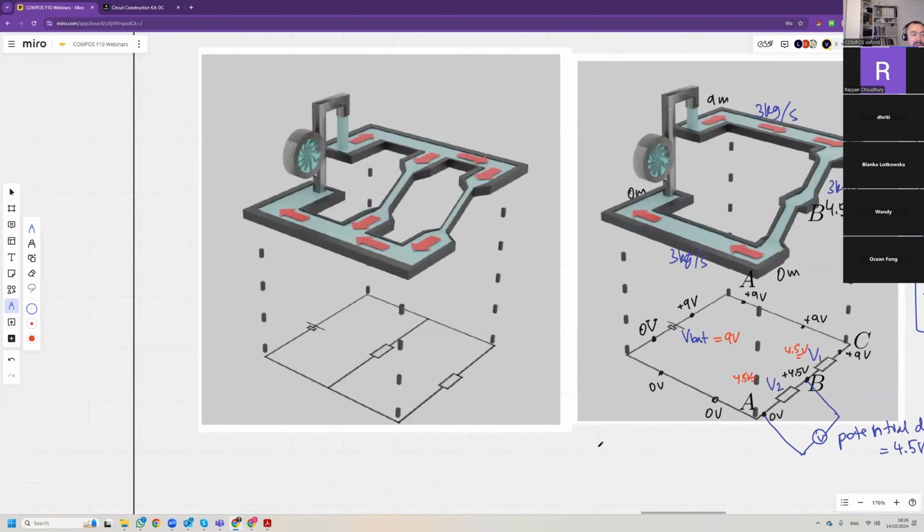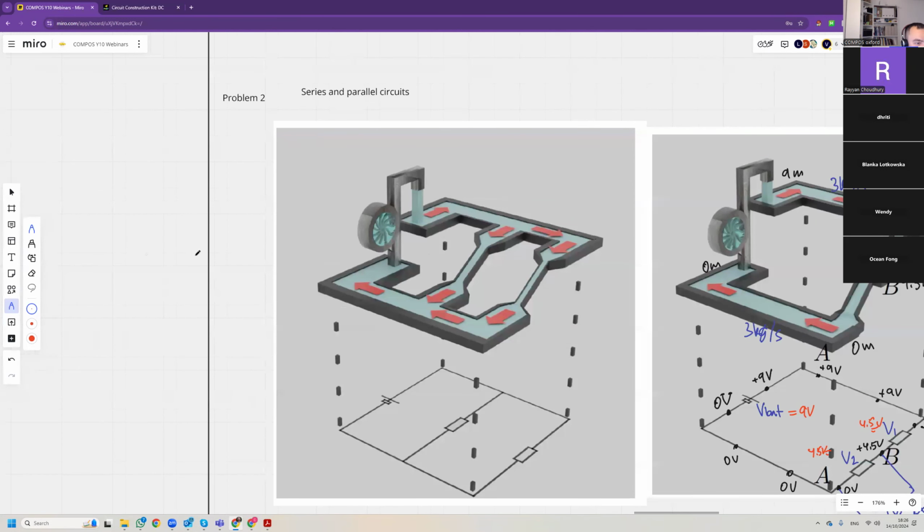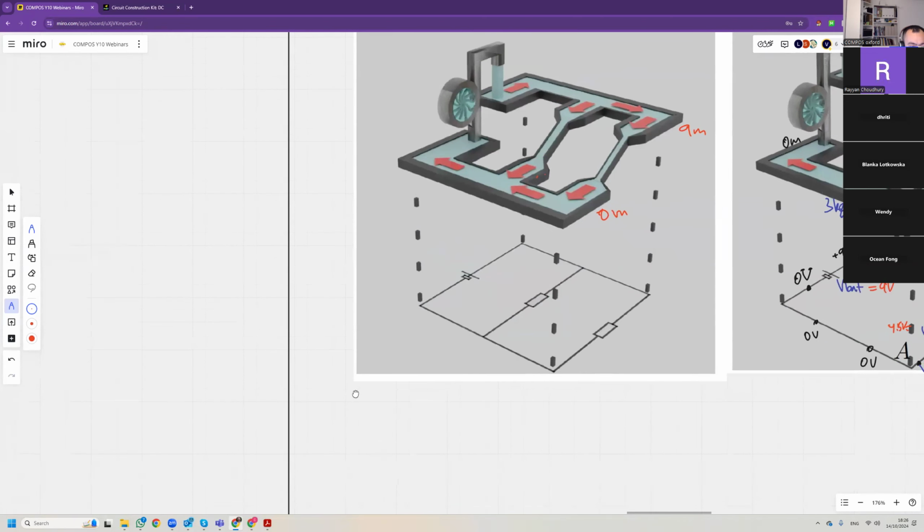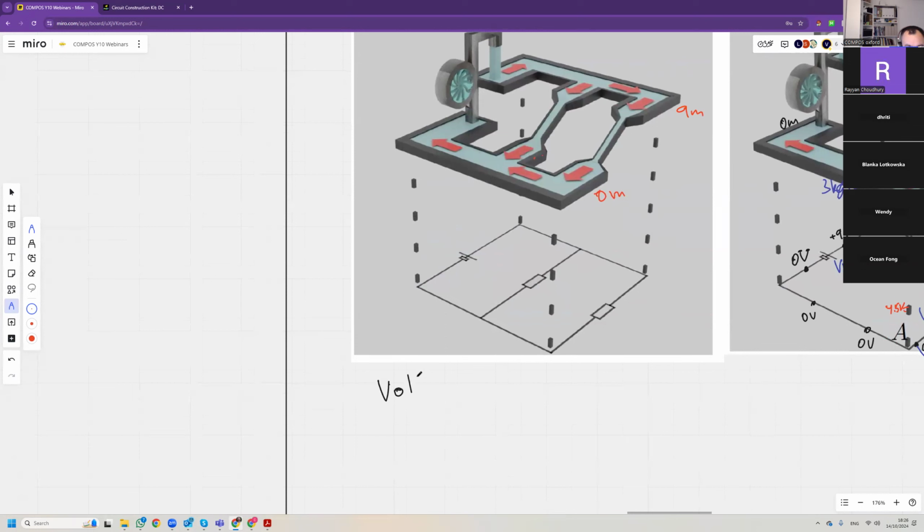In a parallel circuit, you can see that the water raises, so the potential raises, but then for every resistor, the potential difference is the same because the difference in water level, this is 9 meters and 0 meters. So in a parallel circuit, voltage is the same for each component. So if this is 9 volts, then this is 9 volts, and this is 9 volts.